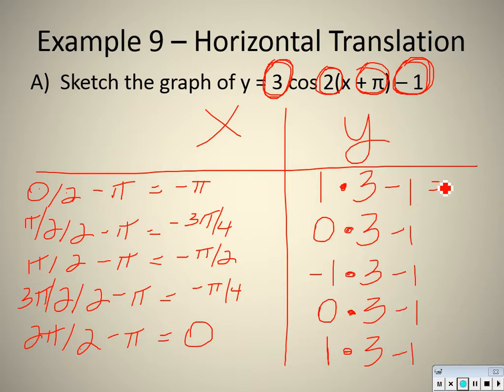So when I work this out, 1 times 3 is 3, minus 1 is 2. 0 times 3 is 0, minus 1 is negative 1. Negative 1 times 3 is negative 3, minus 1 is negative 4. 0 times 3 is 0, minus 1 would be negative 1. And then finally, 1 times 3 is 3, minus 1 would be 2. So those are my new y values. Now I can make my graph.